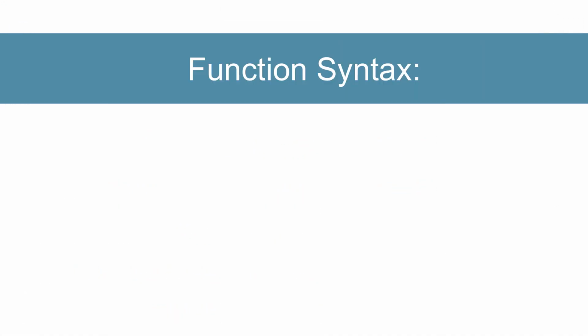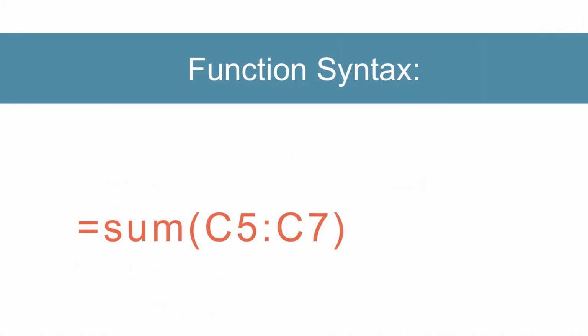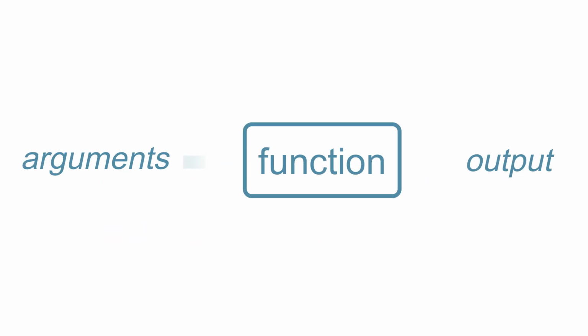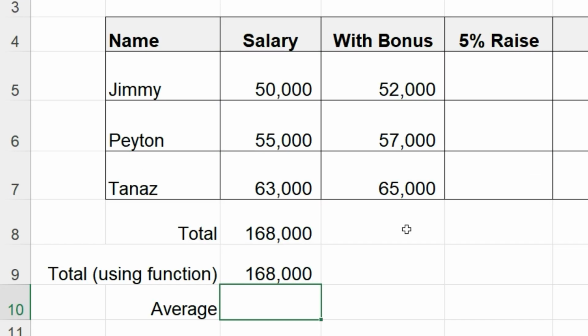These built-in formulas in Excel, like sum, are called functions. They all have a similar syntax: the function name, followed by arguments between parentheses. The arguments are the input. What does the function need to know to calculate the output? Here, Excel needs to know what numbers we want to sum.